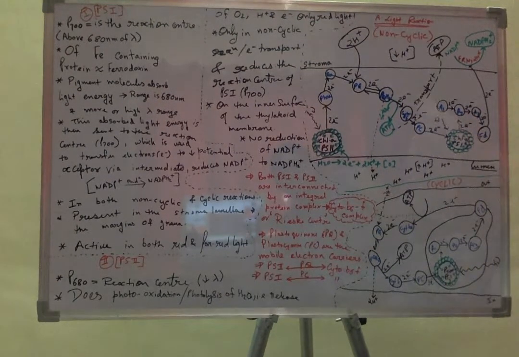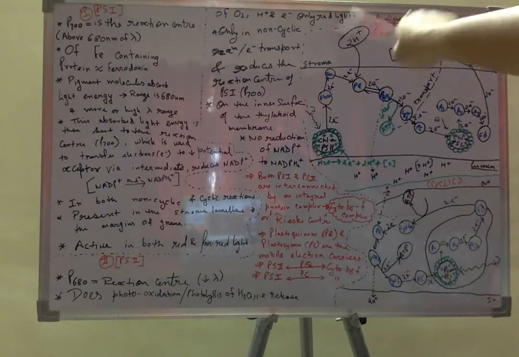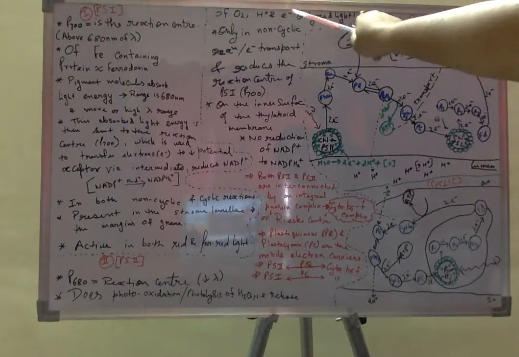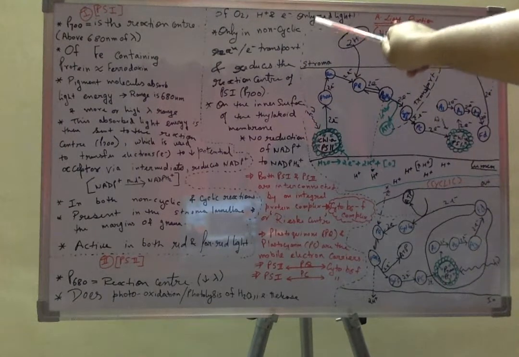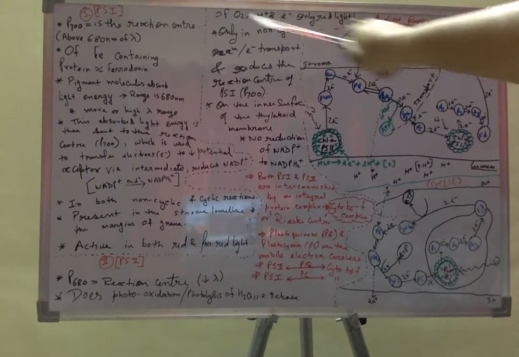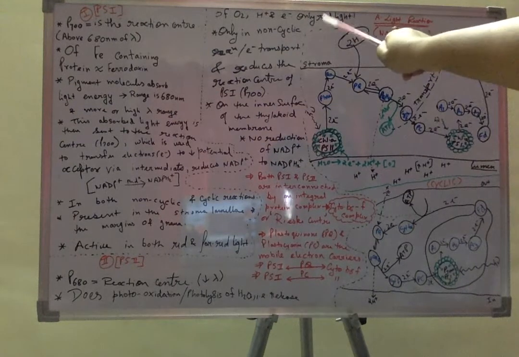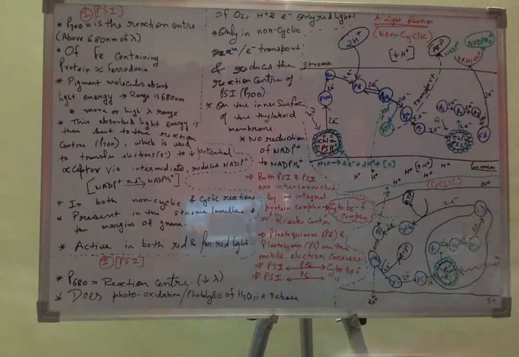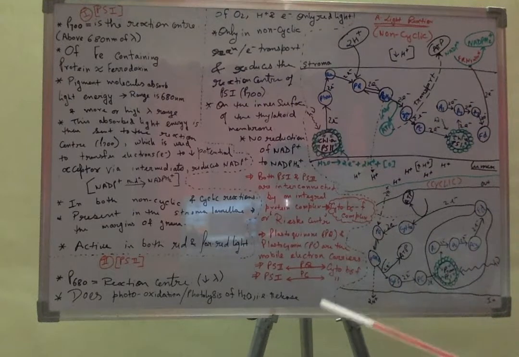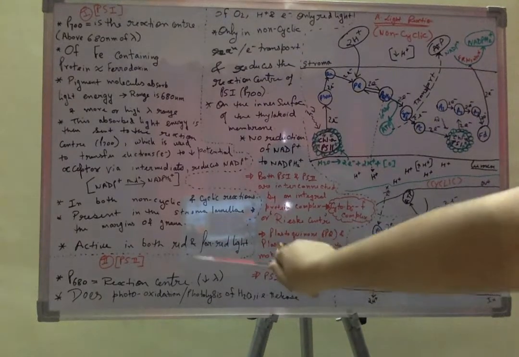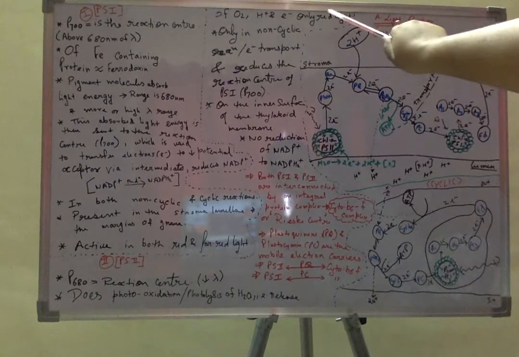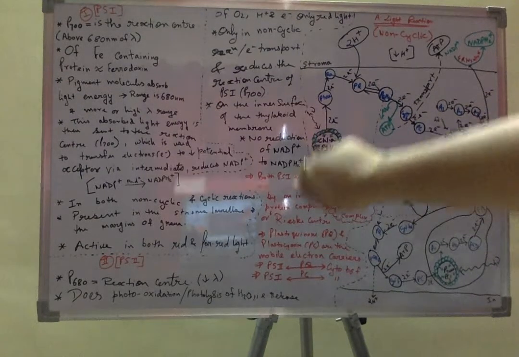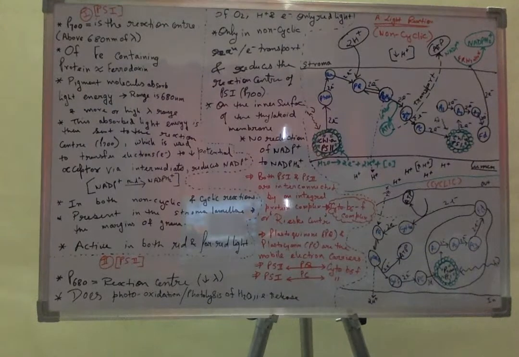The next point, I have not mentioned the asterisk point here. I have continued this line here as well. So this is defining the action of PS1 only in case of red light region. PS1 is active in both red as well as far red light, but PS2 is active only in case of red light. So PS1 in both red as well as far red light, PS2 in only red light region.